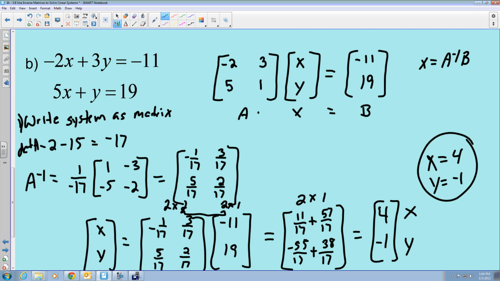So that gives us another way of solving a system of linear equations. And this will conclude using inverses for matrices and also, again, solving systems of linear equations.